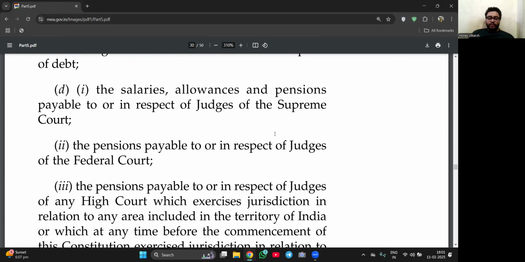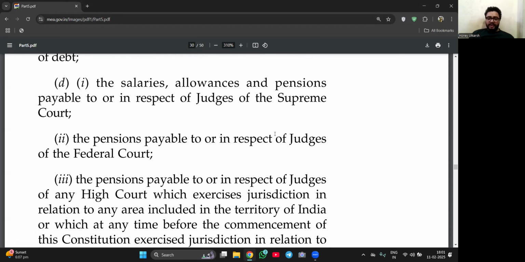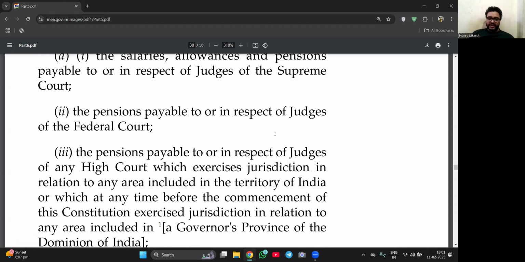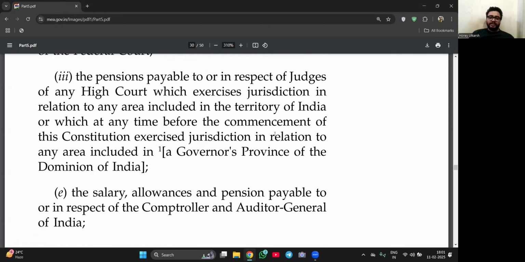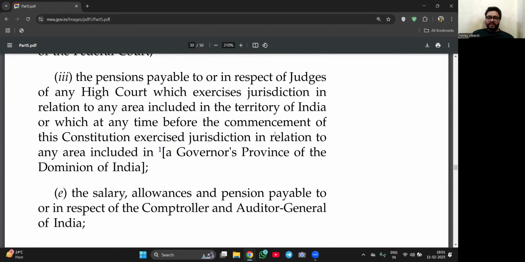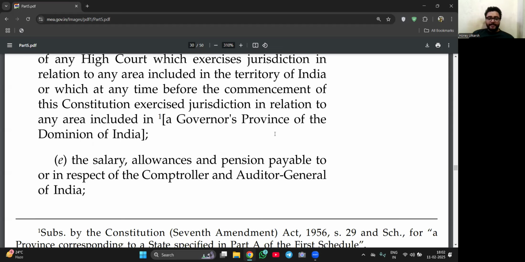D. First, the salaries, allowances, and pensions payable to or in respect of judges of the Supreme Court. Second, the pensions payable to or in respect of judges of the Federal Court. Third, the pensions payable to or in respect of judges of any high court which exercises jurisdiction in relation to any area included in the territory of India or which at any time before the commencement of this Constitution exercised jurisdiction in relation to any area included in a Governor's province of the Dominion of India.